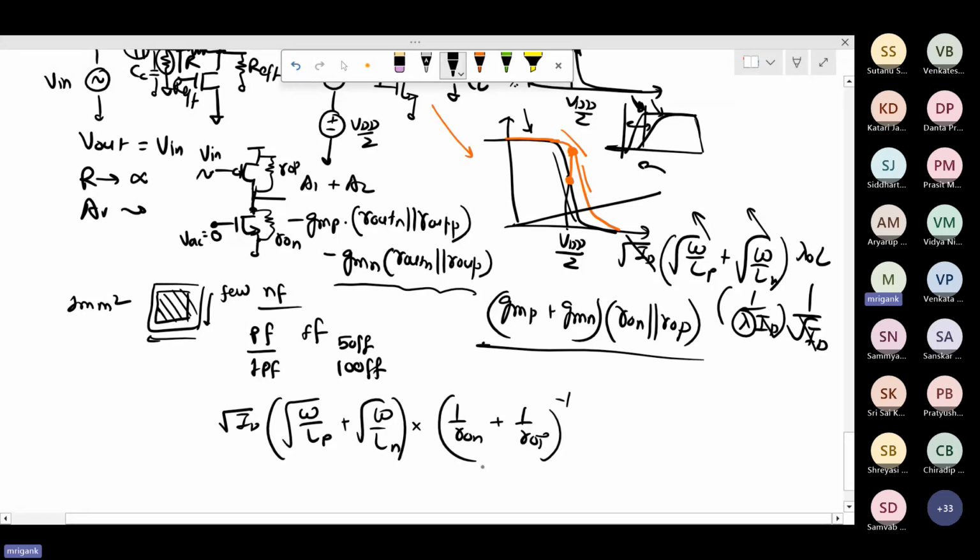And if I just look at the RON parallel ROP, this is 1 upon lambda ID. So this is lambda N ID plus lambda P ID, inverse. And then lambda N and lambda P are also inversely proportional to L. So this will be ID upon some lambda naught times Ln plus ID upon some lambda, you can say lambda naught 1 because they may not be exactly the same, lambda naught 2 times LP.